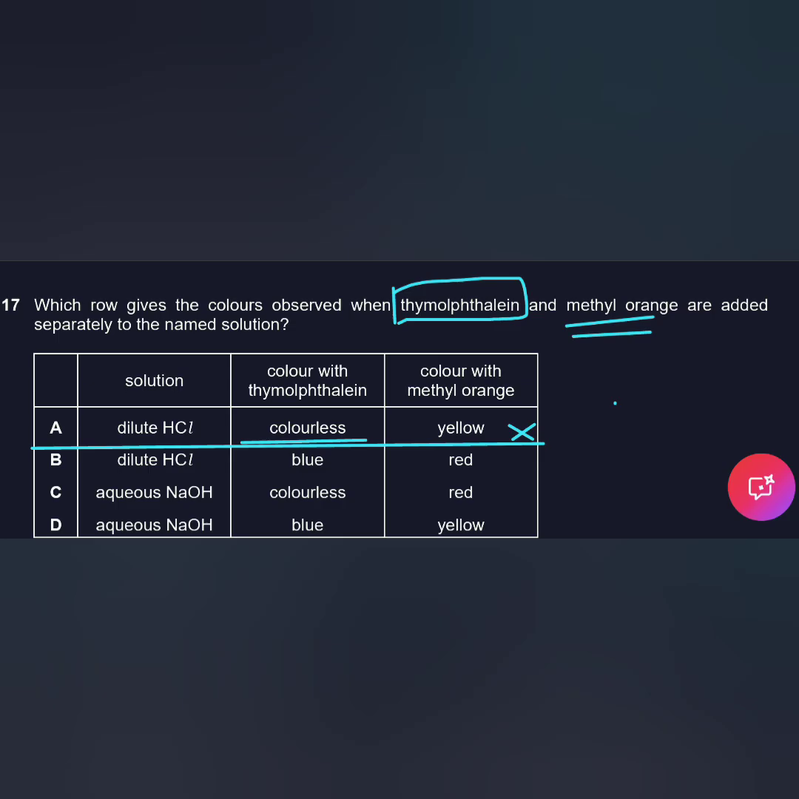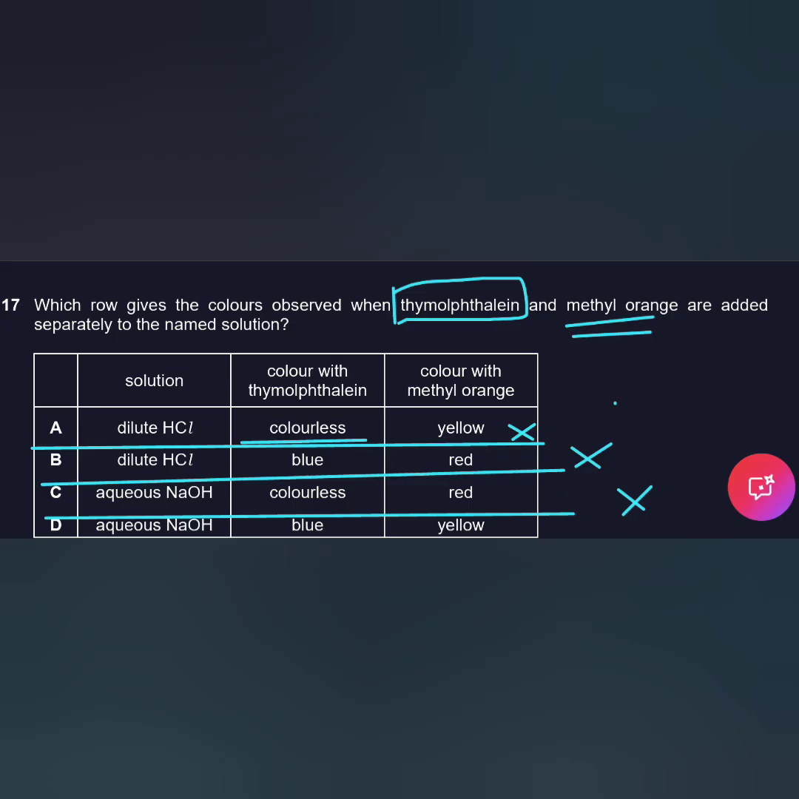So this is wrong. B, dilute HCl, color with thymolphthalein blue, no, and with methyl orange red, totally wrong, because thymolphthalein is colorless in acid and methyl orange is red. If one is correct and another is wrong, it is again wrong. Let's look at option C. Aqueous sodium hydroxide, a strong base or alkali. Color in thymolphthalein colorless, wrong, and in methyl orange red, again totally wrong. It's not colorless in thymolphthalein and it's not red in methyl orange, that's for acids.